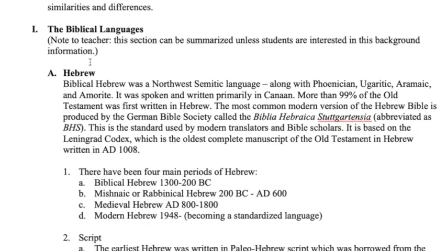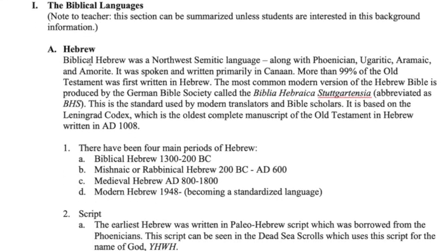I want to take a few minutes then to teach you a little bit about the biblical languages. Let's start with Hebrew. A little background on biblical Hebrew. Hebrew was a Northwest Semitic language, along with other languages: Phoenician, Ugaritic, Aramaic, and Amorite. These all are part of a family of languages, kind of like dialects. They're very similar, a lot of the same vocabulary. The words would be somewhat similar.